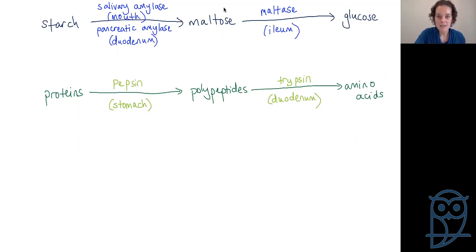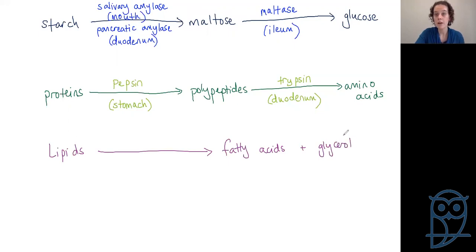After proteins, we're going to talk now about lipids. Lipids, we only get one arrow, straight to fatty acids plus glycerol. So our lipids are our odd ones out. Our enzyme is lipase, and it's happening in the, you guessed it, duodenum. There's a lot going on in our duodenums.